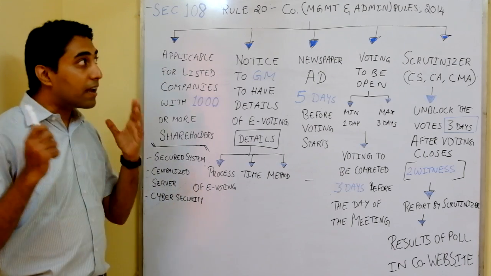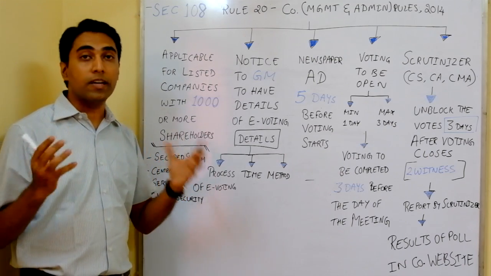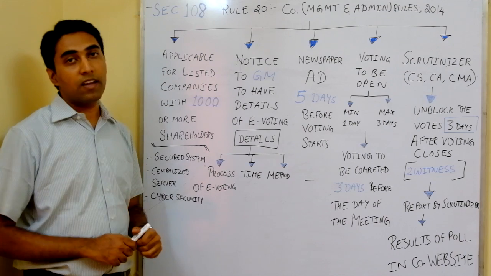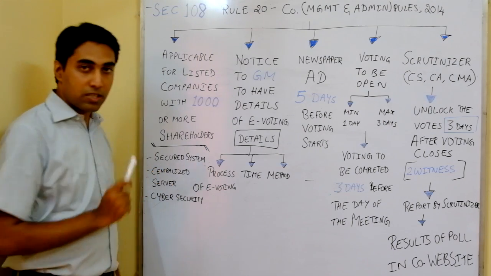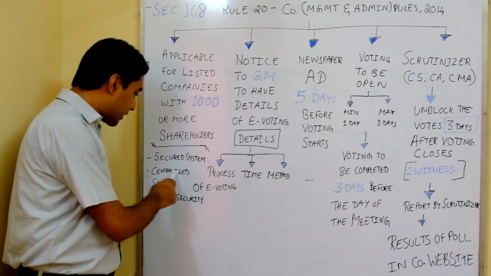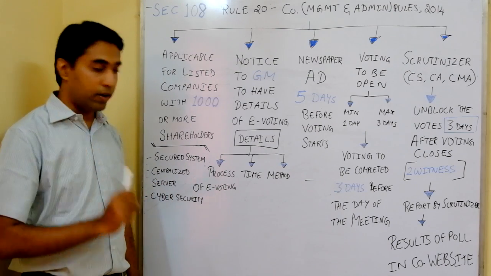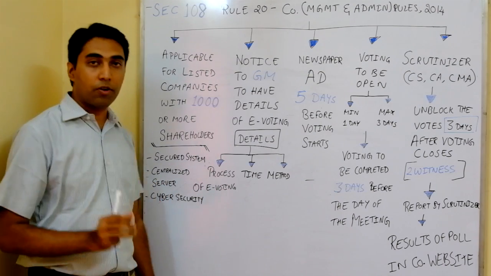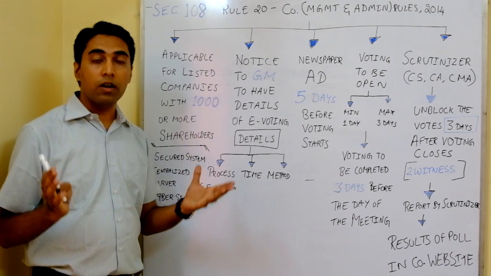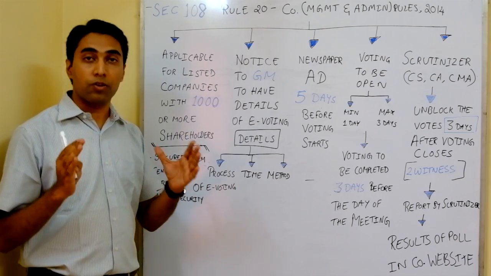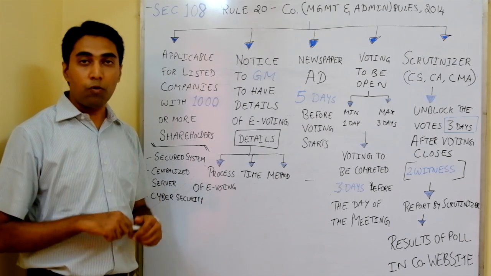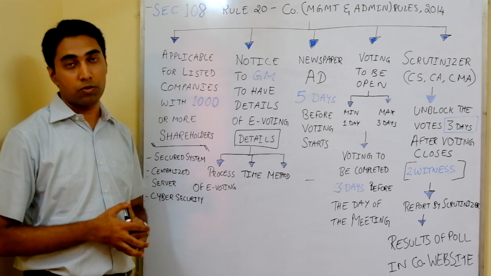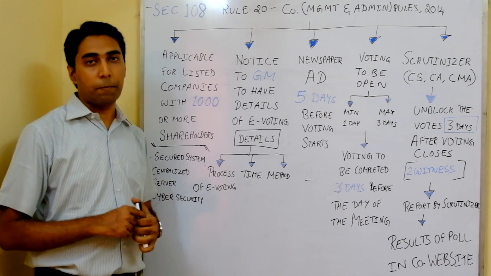So here, electronic means, first we should know what is voting by electronic means. When we look at Rule 20, they clearly say that there should be a secured system, first point, there should be a centralized server, second point, and there should be cyber security, third point, for us to call anything as voting by electronic means. Only when we have these three ingredients, we can call it voting where electronic means are being used. Next thing, for whom is this applicable?